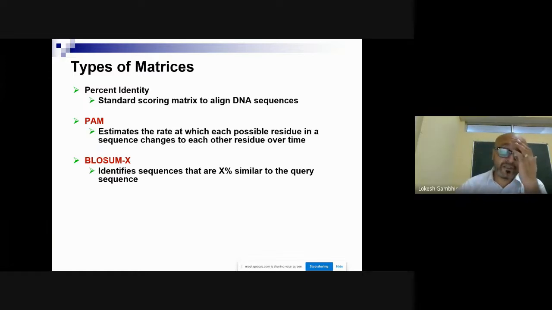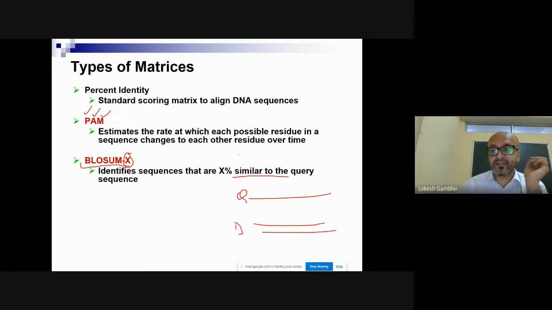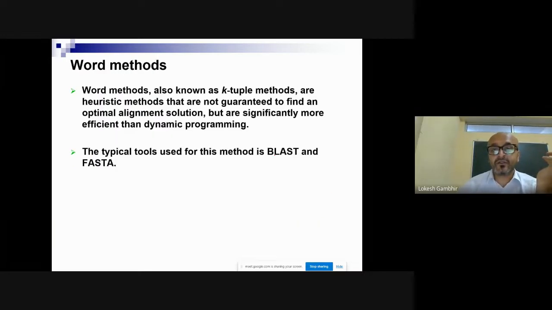There are two basic matrices that are still used in multiple tools. First is PAM, point accepted mutation, and another one is BLOSUM. Different variants are available for BLOSUM, which is why I've written X here. This X means the similarity percentage. If I have a query and I am matching it with the database sequence, and I am keeping a threshold of 60% similarity, I'll call it BLOSUM 60. If it is 80%, I'll call it BLOSUM 80. Based on that, these particular matrices were designed.